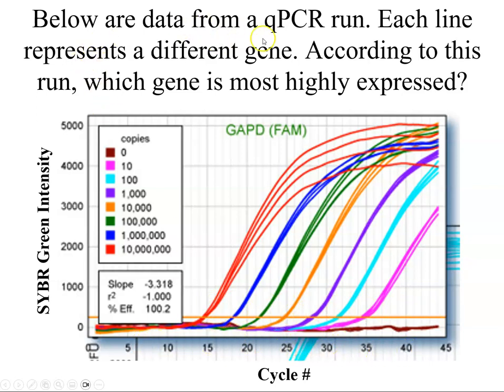So here's some data from a qPCR run. Each line represents a different gene. According to this run, which gene is most highly expressed? I just mentioned that would be this red line here, because we have the most of that template. It's going to take fewer cycles to meet that threshold value.